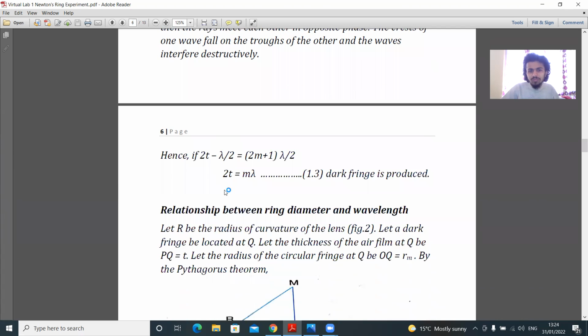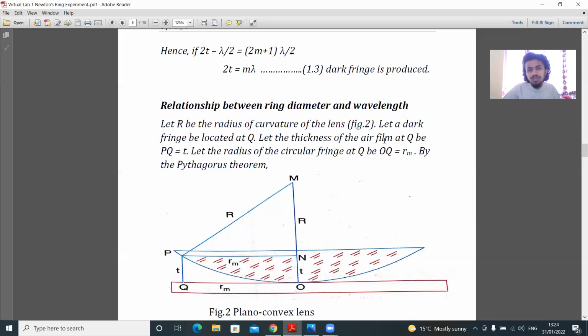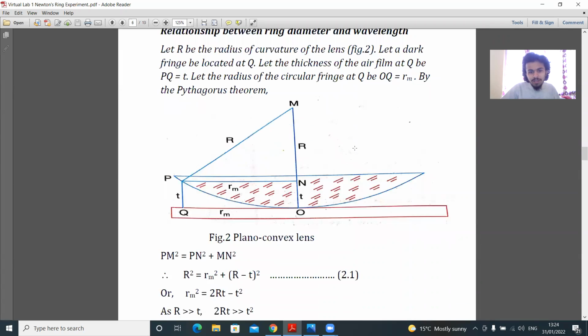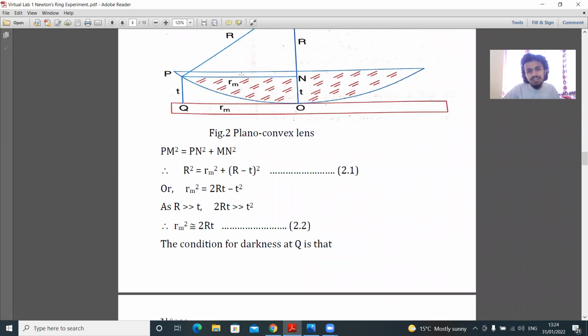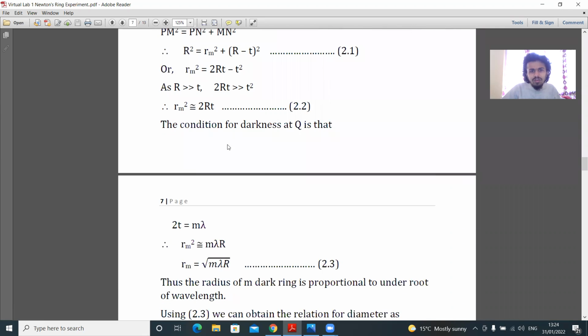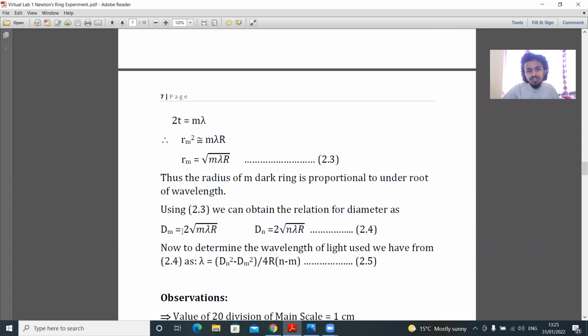And similarly, now we need to find the relation between the ring diameter and wavelength, that means D and lambda. For that, we have the geometry of this plano-convex lens. Using Pythagoras theorem in this geometry, we get the relation between the radius of that ring and the thickness of this air film. After knowing the radius, we can easily find the diameter of that ring. The diameter is 2 times the radius. So we have the relation as this.